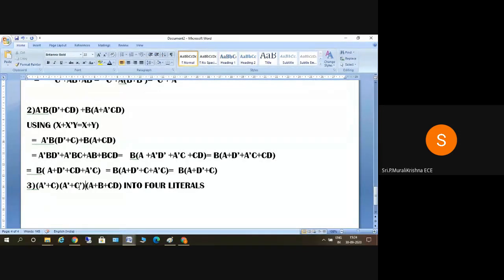Okay, first multiply these two. So A bar into A bar is A bar, plus A bar into C bar, plus A bar C, and C into C bar is 0. C into C bar is 0, and this into A, B, C, D bar.